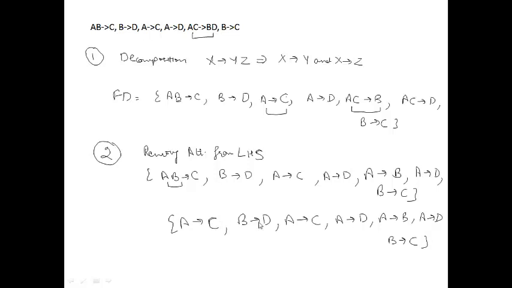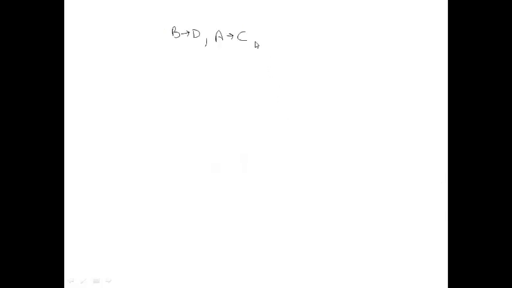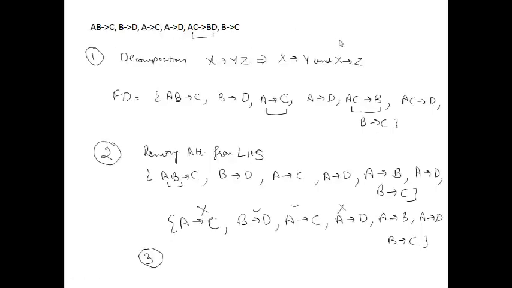Now we will remove those FDs which are redundant. A determining C is redundant, we will remove it. A determining D is also redundant. So after this step, the FDs will be B determining D, A determining C, which I have included. Next, A determining B, A determining D, which I have also included. Remaining is B determining C.